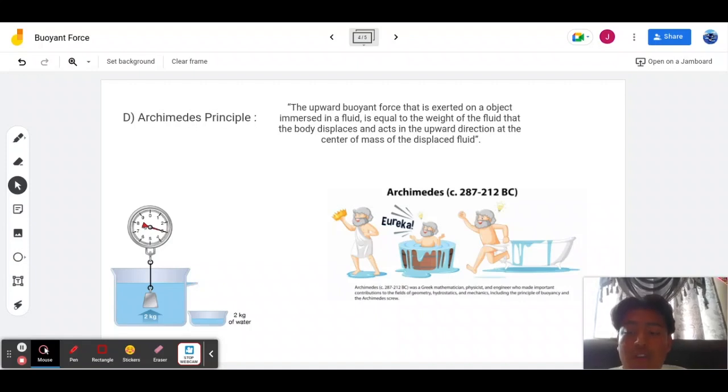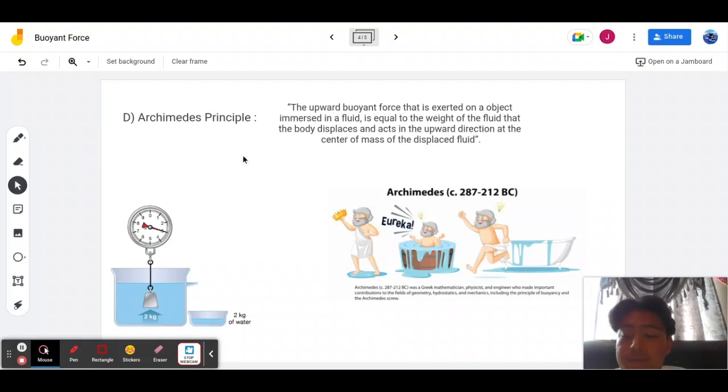In other words, the buoyant force applied by the fluid is equal to the weight of the displaced fluid. Fun fact: Archimedes came up with this idea when he was in a bathtub. He sat down, the water rose up, and that's how buoyant force came to be.